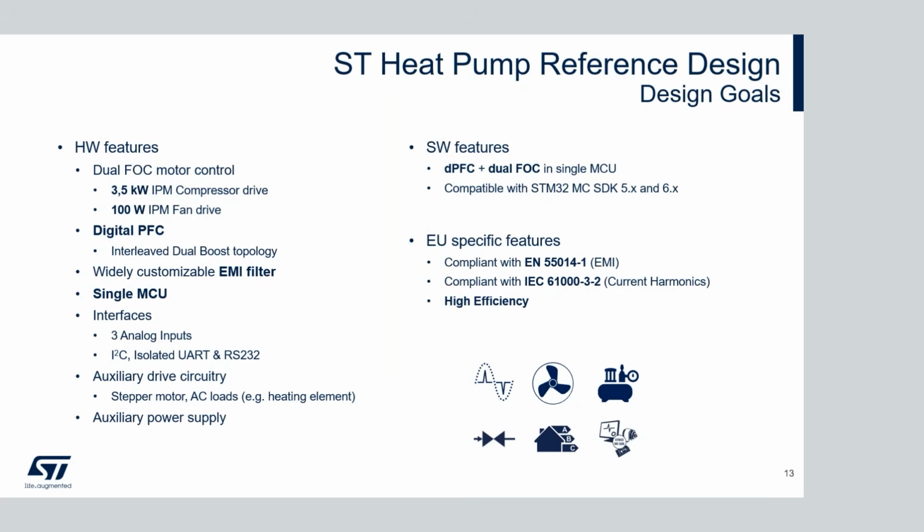So we need to drive two motors: one compressor motor, relatively high power, in this case 3.5 kilowatts, and one auxiliary motor for the fan, which would blow air through the heat exchanger of the heat pump, in this case 100 watts. On the input side of this design, we are mandated to have a power factor correction circuit, in this case an interleaved dual boost topology. Then, to make sure that we can pass the EMI regulations, we designed in a widely customizable EMI filter in cooperation with Würth Elektronik.